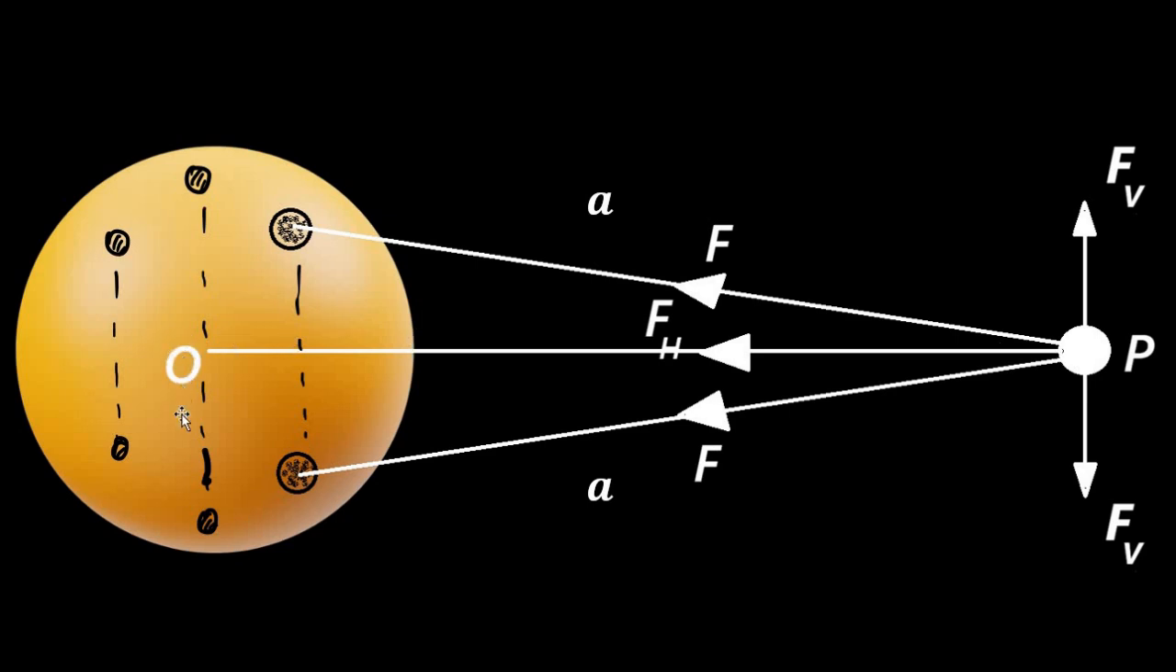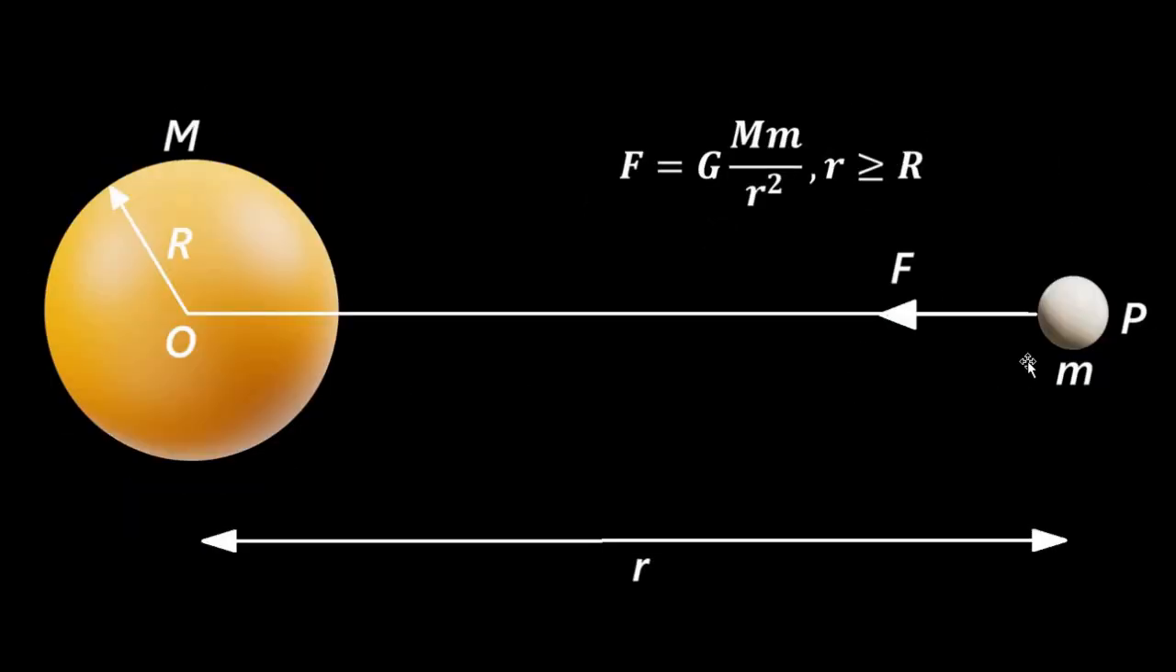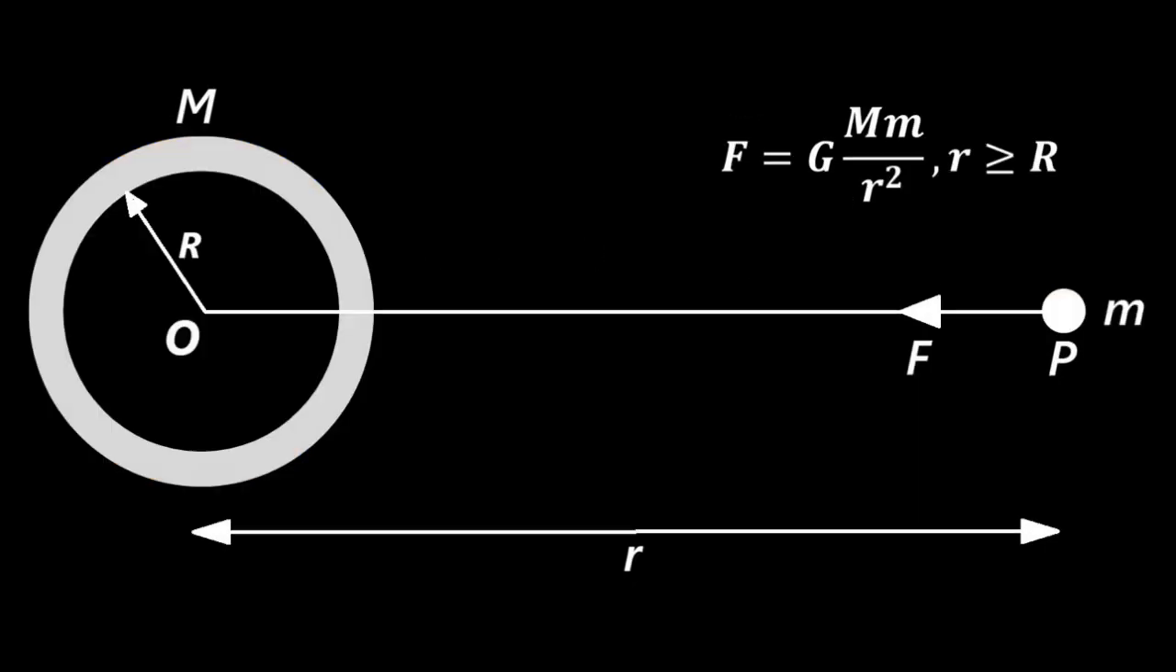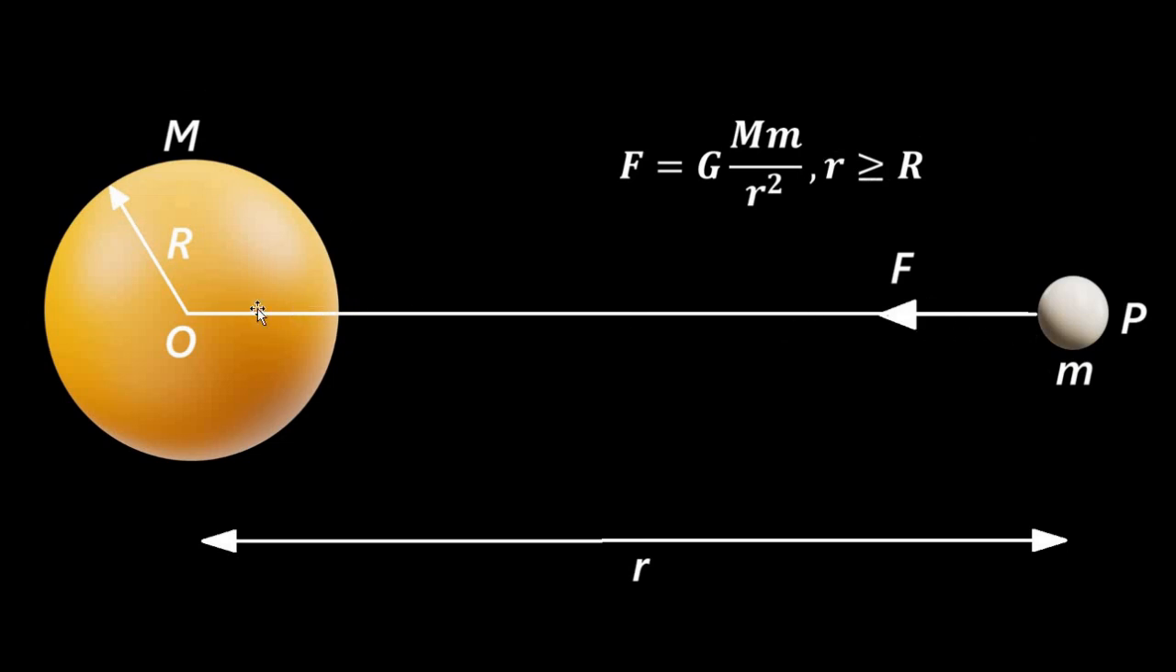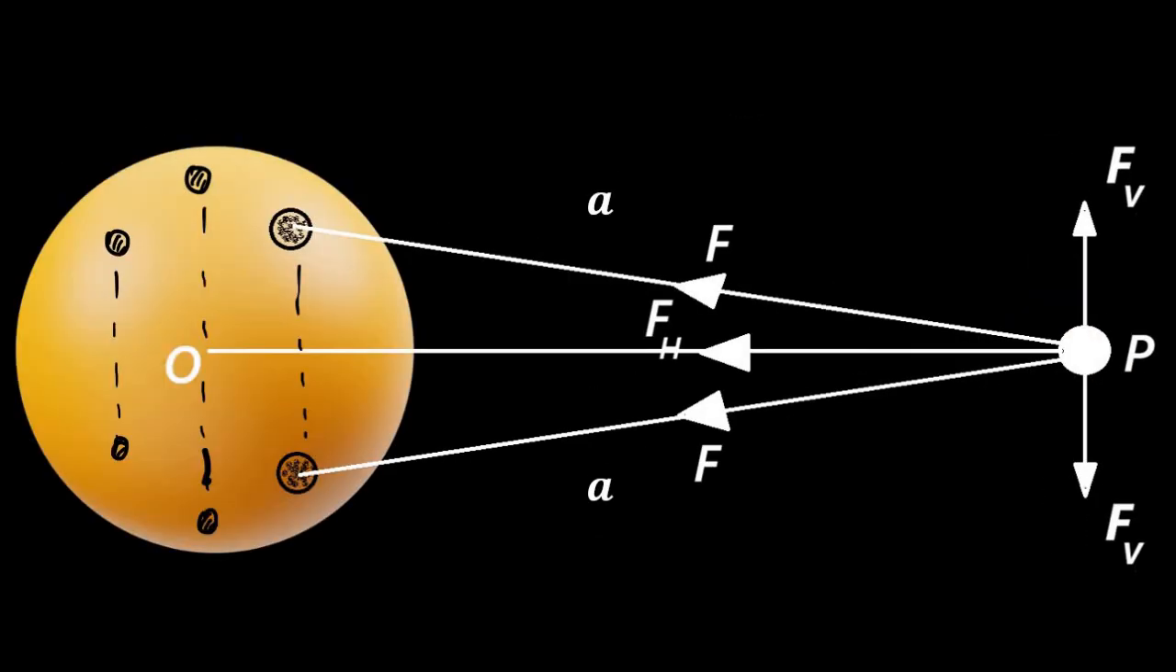And that is the reason why, whenever a point mass is present outside a shell or a sphere, the net gravitational force acting on the point mass due to the shell or sphere always acts along the line joining the centers of the two bodies. Okay, because of this reason. So this is for a point mass present outside a shell or sphere.